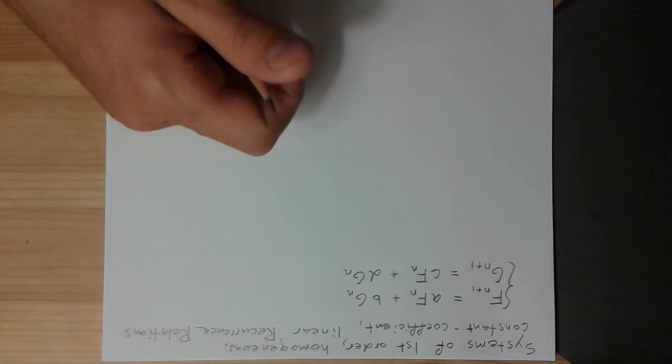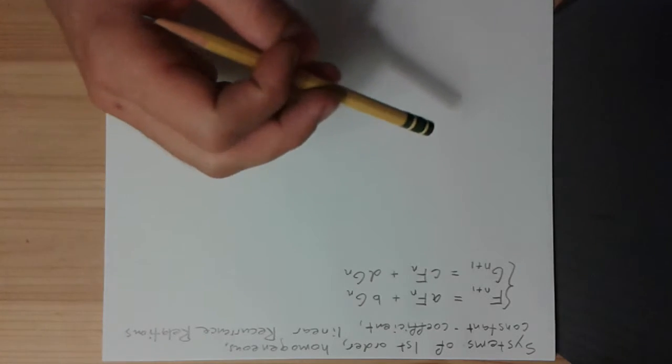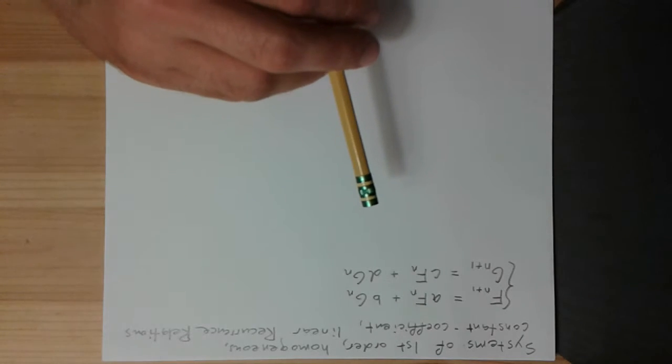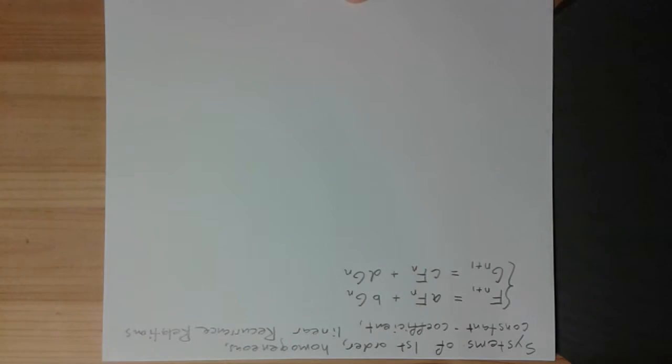So the idea is you have these two functions of n, f_n and g_n. They're defined recursively, but they're also tangled up. And so the goal is to find out what is f of n and what is g of n.